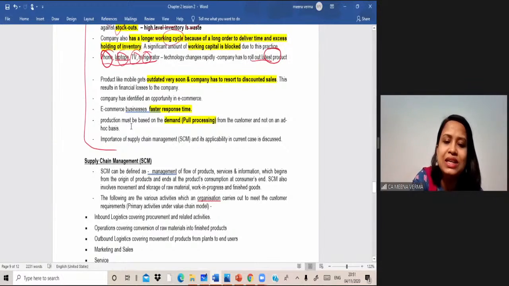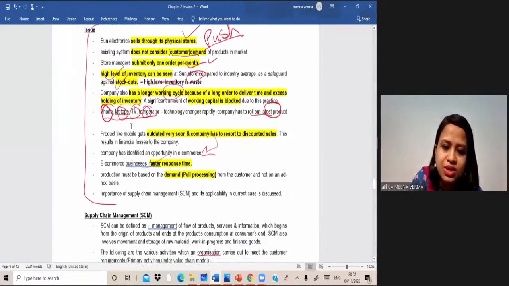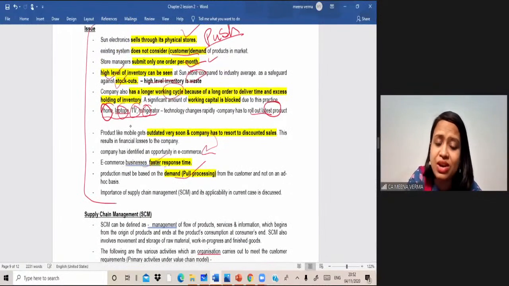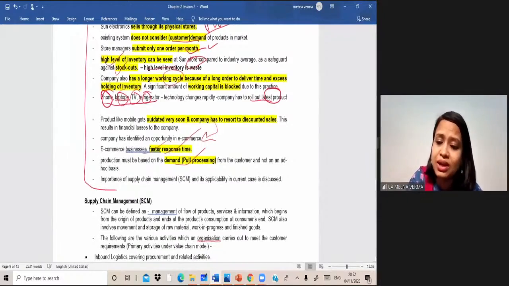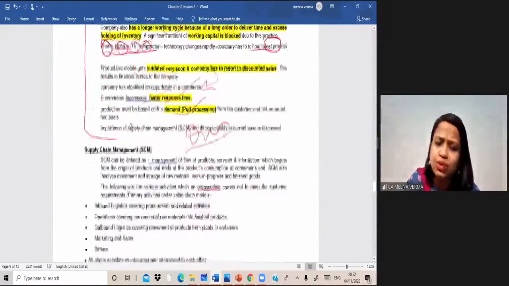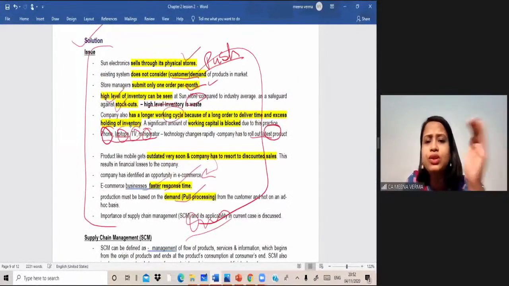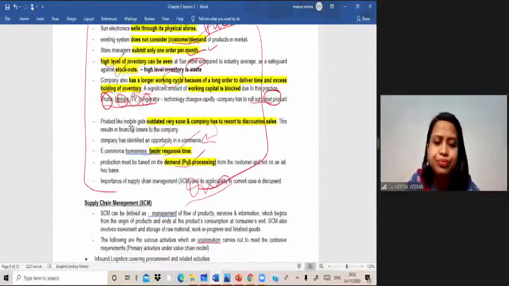So now the company wants to switch to e-commerce. You know why they are switching to e-commerce? Because in e-commerce they can use a full processing system, get faster response time, and they can maintain quality from the customer also. There are many reasons. Whatever is written here, after understanding the entire concept, you can write even more points.